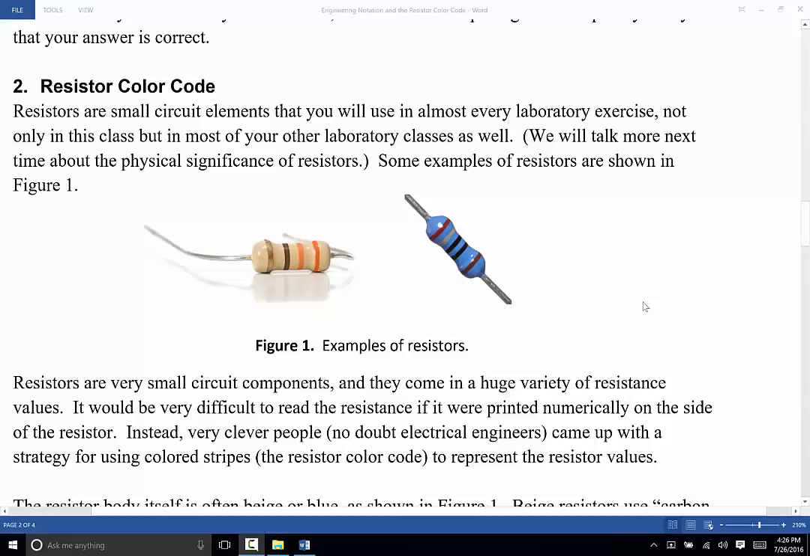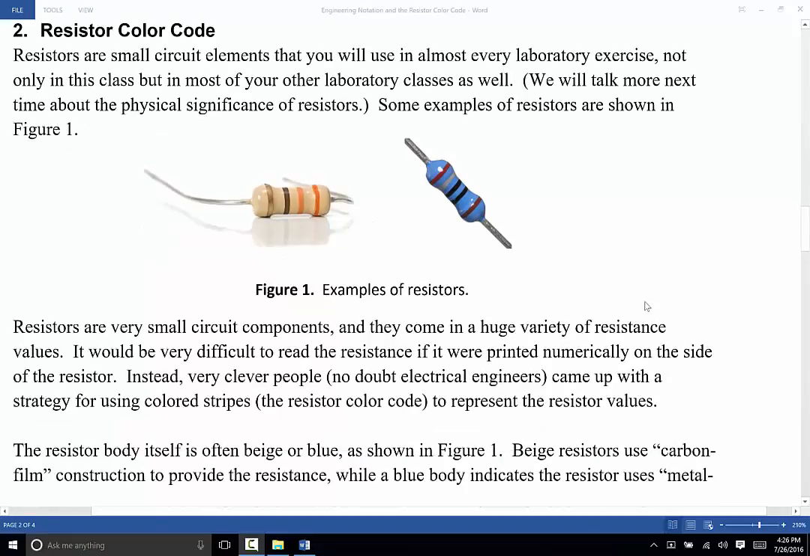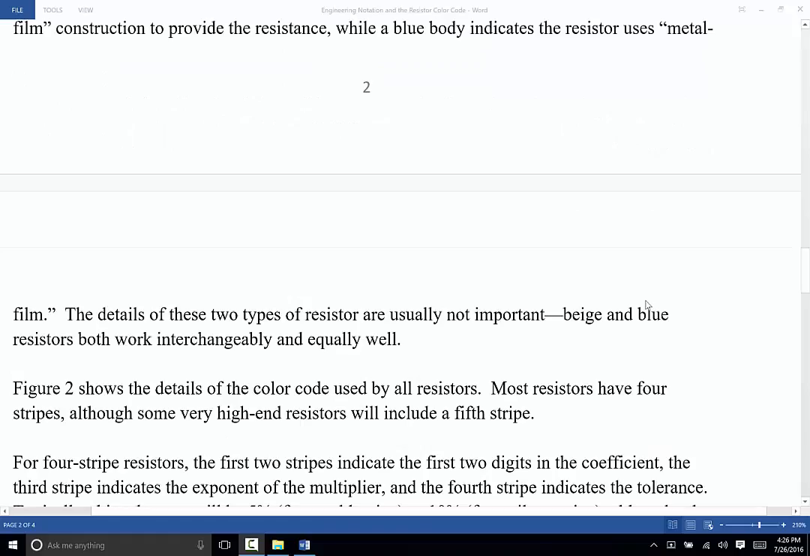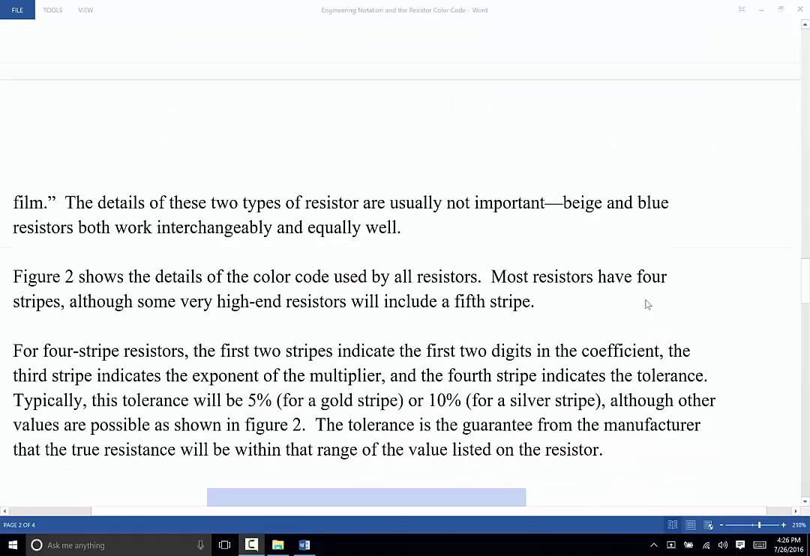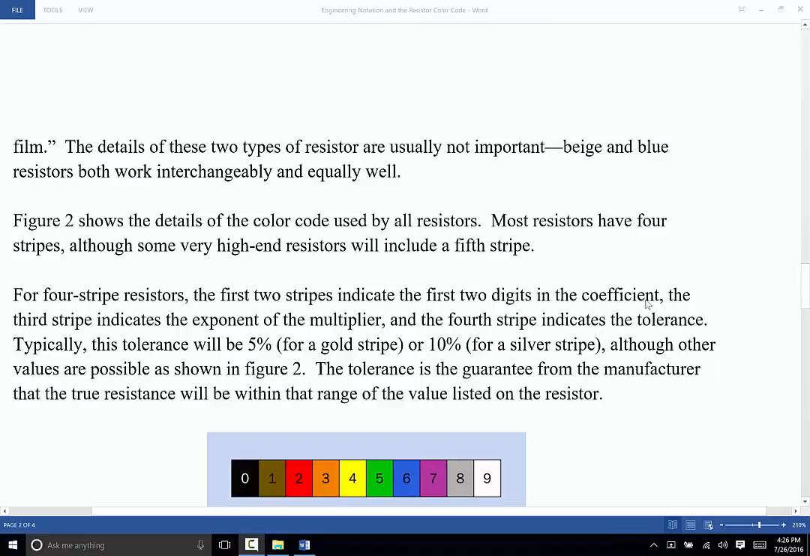Now, it turns out that the resistor body itself, you can see the one on the left here is beige, the one on the right is blue. The resistor body does correspond to what type of technology is used to construct the resistor, but both types of technology are exactly equivalent for our purposes. So whether it's beige or blue makes really no difference. Most of the resistors that I see are beige, but if I get a blue one, that's no problem. They're really quite similar. So what we find then is that if you want to work out the color code, you want to look at the contents of Figure 2 here.